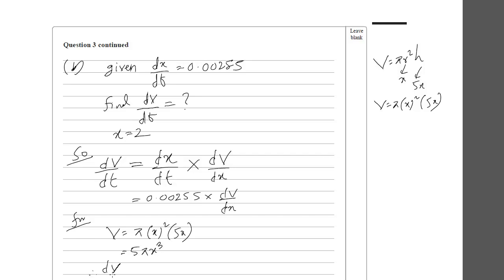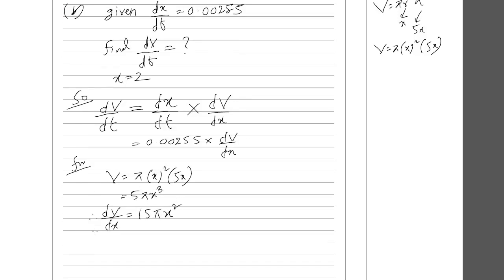So let's do the derivative. dV by dx is equal to 5 threes are 15, so 15 pi x squared. Now let's put the value of x. So when x equals 2, we can write dV by dx equals 15 pi 2 squared. So 2 squared means 4. 4 into 15, 60. So this is going to be 60 pi.